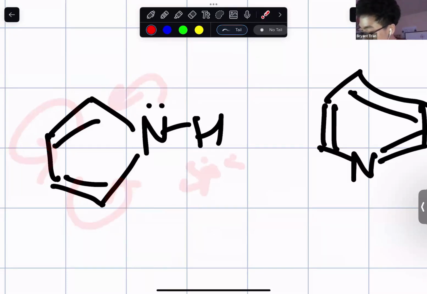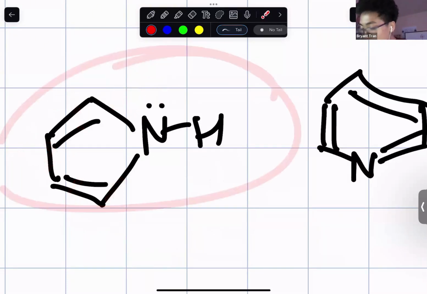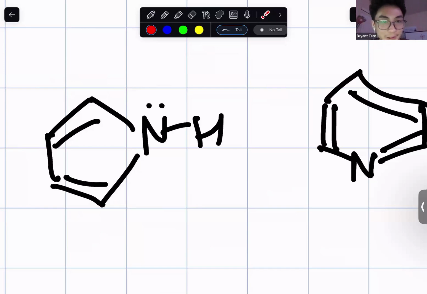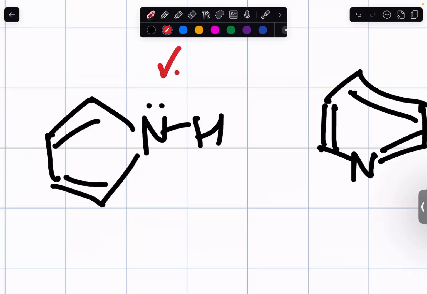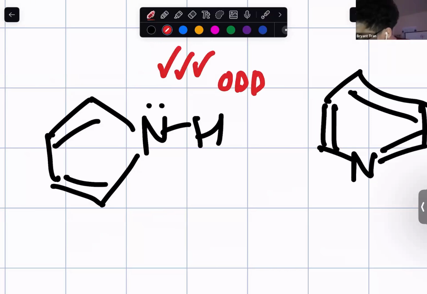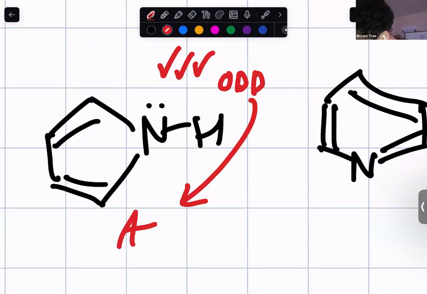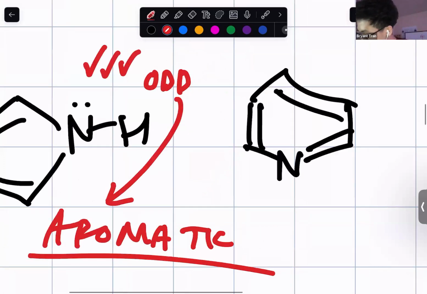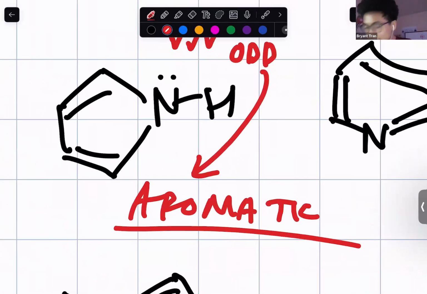Okay, now if it fulfills all 3 conditions, how many pairs of electrons do you see are moving around here that are fully conjugated? I see 3. Yeah, 3, which is an odd number of pairs. An odd number of pairs gives us an aromatic molecule. So this molecule here is aromatic. Okay, nice. Any questions on this one?